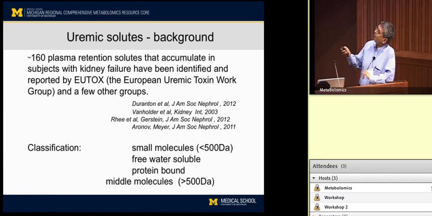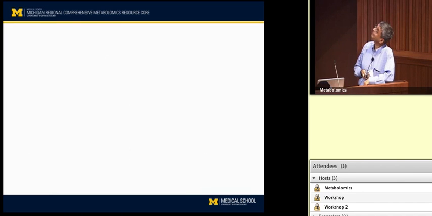So there are about 160 plasma retention solutes that accumulate in the subjects with renal failure that have been identified by this consortium, and all of them are small molecules. So there's some evidence to suggest that with worsening kidney failure, you accumulate the small molecules. So therefore, potentially, metabolomics may be an approach that you could take to come up with biomarker discovery.